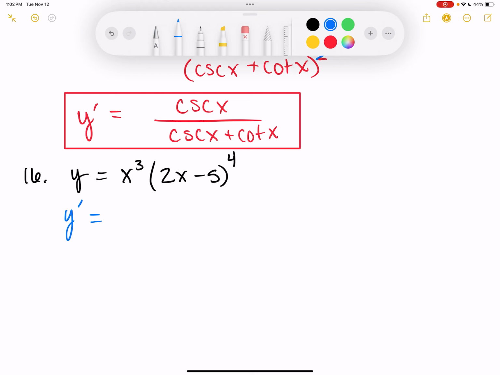All right, so derivative of the first would be what? 3x squared. 3x squared times this piece as it is, plus first piece x cubed times the derivative of this piece. Let's see if y'all have figured out what the derivative of this would be.